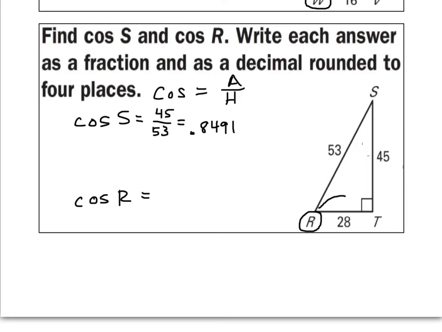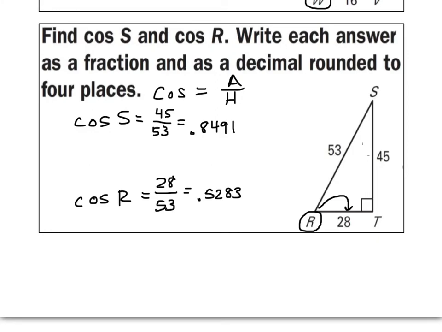Okay. Then, if I look at angle R is right here. The side adjacent to angle R is 28. And the hypotenuse is 53. And when I divide those out on my calculator, I get 0.5283. Okay. So now I've been able to calculate the sine and the cosine.